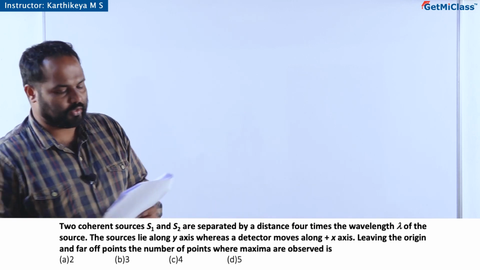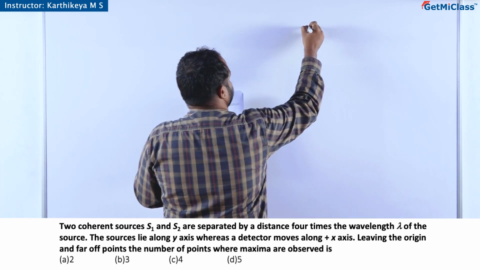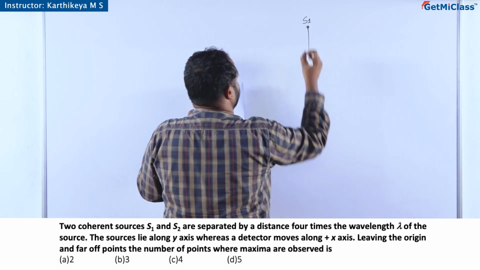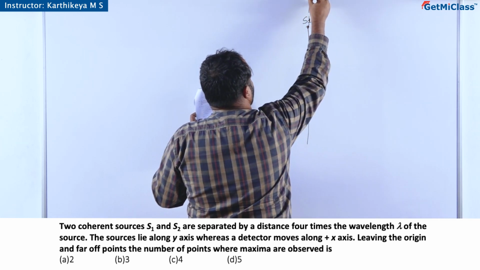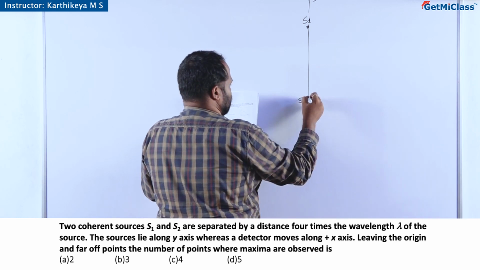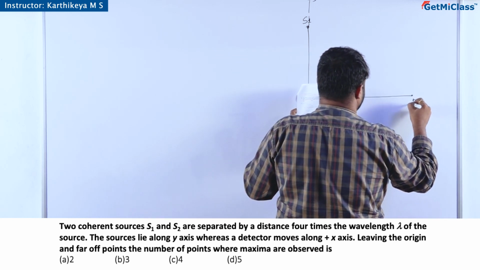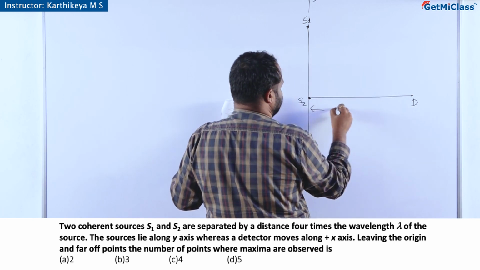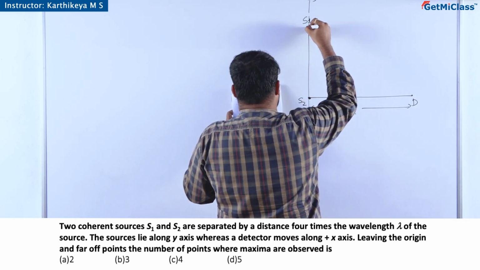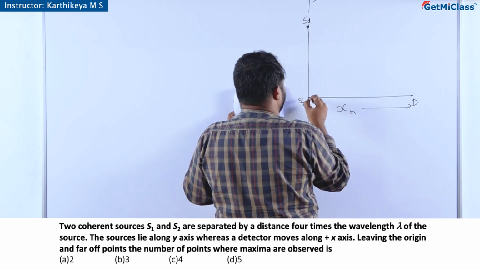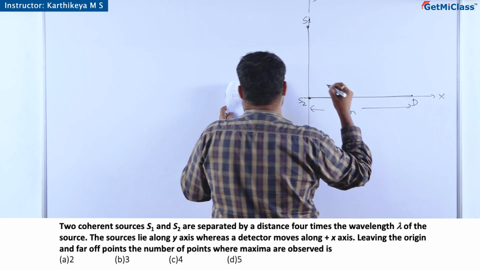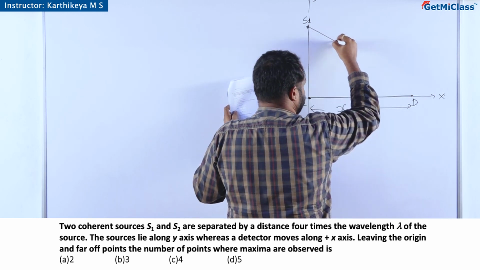So, there are two coherent sources. This is S1 along the y axis, of course, and this is S2, and this is point D, which is at a distance xn. So the detector moves along the x axis.